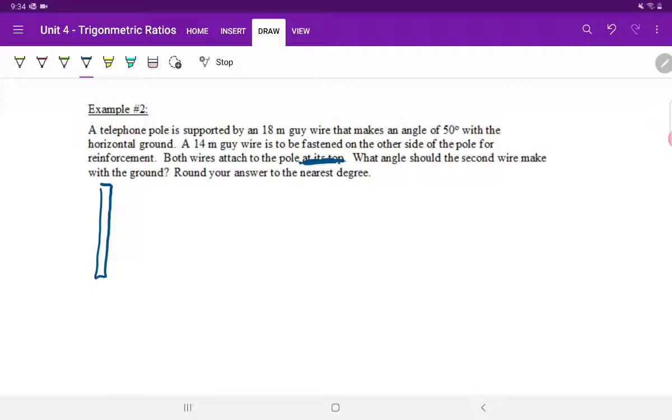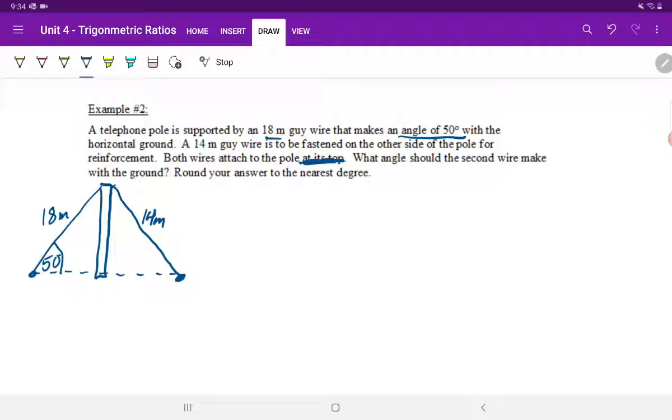That's what I was waiting to see, because I didn't know whether to attach this in the middle or at the top. The question told me it is at the top. So I have two separate guy wires holding this pole straight, and they're fastened to the ground down here. So there's tension in those wires. One of the wires is 18 meters. It doesn't matter which one. The other wire is 14 meters. The 18-meter guy wire makes an angle of 50 degrees with the horizontal ground. So 50 degrees with the ground.